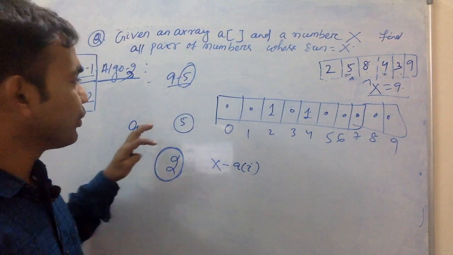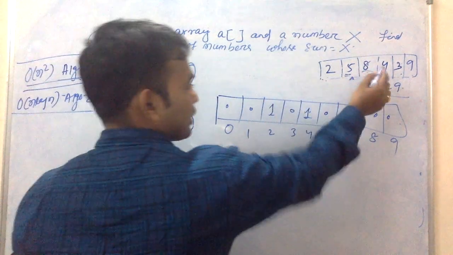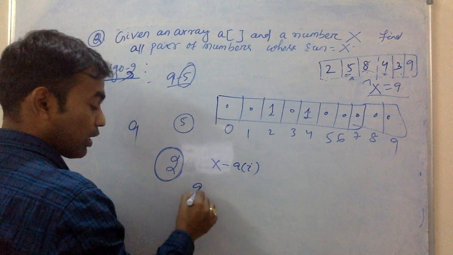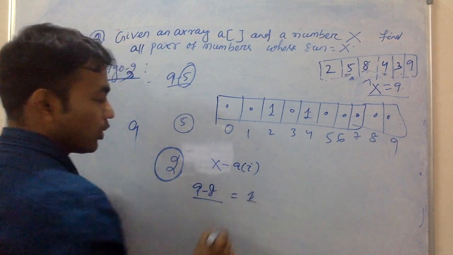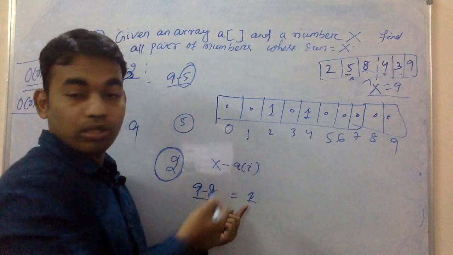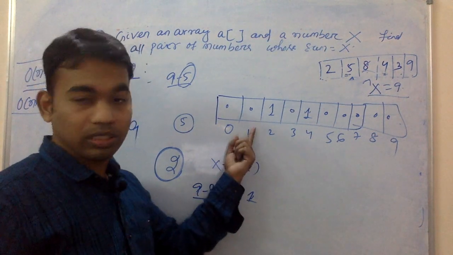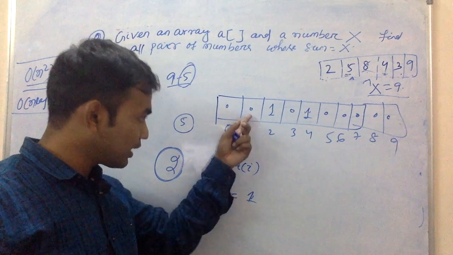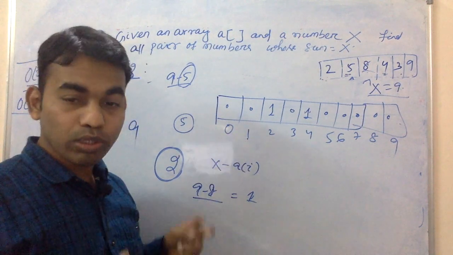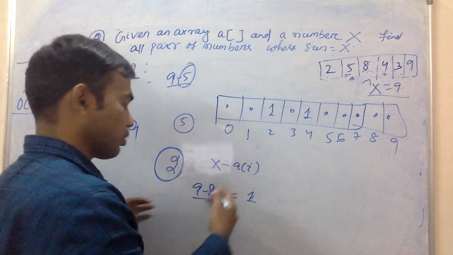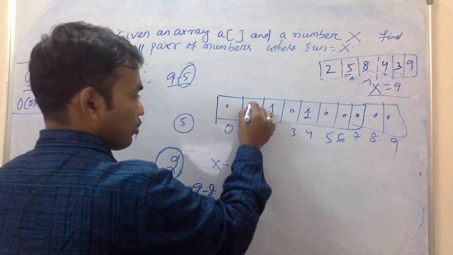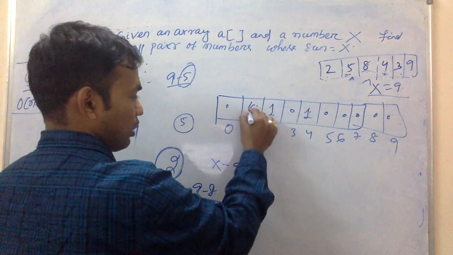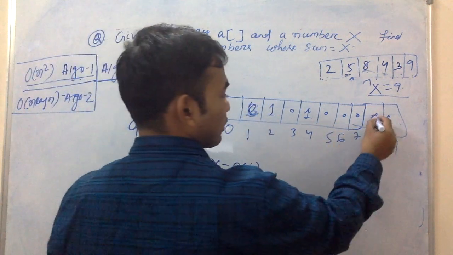Now I will go for 8. Whether 9 minus 8 is 1, whether in the one index an element is present? No. If one element is present, then 8 plus 1 is going to be 9, right? That's why we are searching this way. This is an intelligent procedure. So 8 is going to be 1, okay?